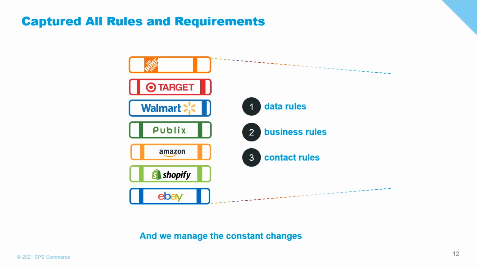And so SPS has really started across the over 3,500 different retailers that we work with. How do we make sure we have their requirements right, reusable, and scalable? So no matter how many vendors we add to our network, we have their data rules right, their business rules, and their contact rules right to always be able to have them be compliant.